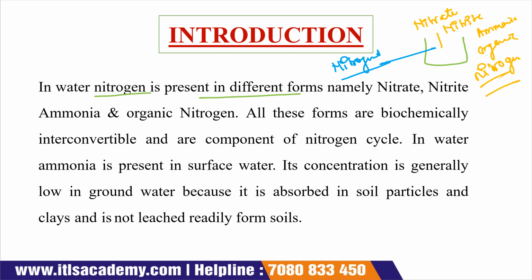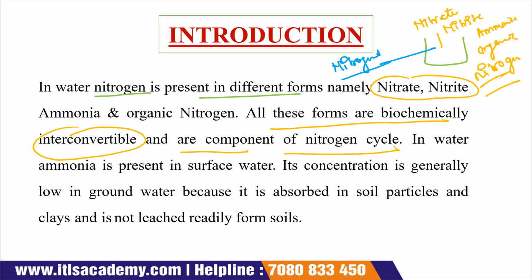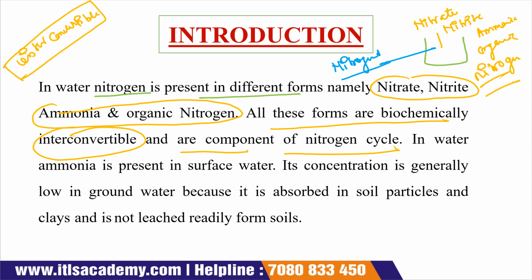All these forms are biochemically interconvertible and are a component of the nitrogen cycle. Okay, all these forms, that is your nitrate, nitrite, ammonia and organic nitrogen, are interconvertible. Interconvertible means that it can be converted from one form to another form, and they are components of the nitrogen cycle.